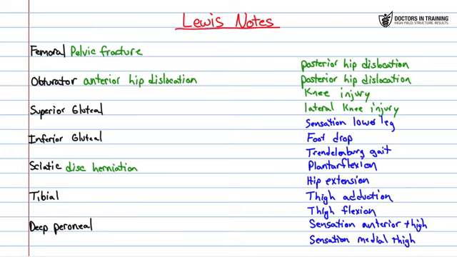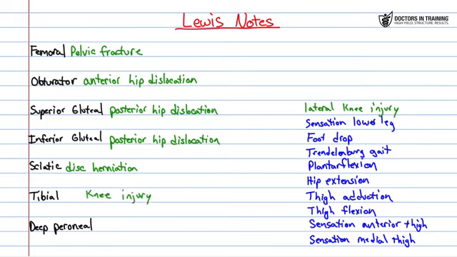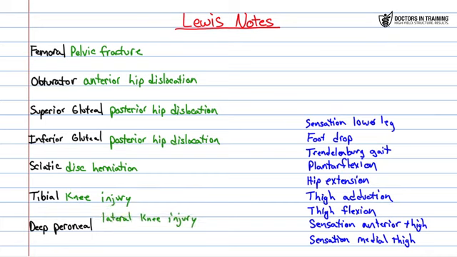Posterior hip dislocations. We have two of these in a row, and luckily they kind of go into the same place. The way I remember that is that gluteals in the butt and posterior of the hip is kind of the butt area. So posterior gluteal, that's kind of how I remember that. Knee injury, just a general knee injury, that's how I remember the tibial. But then a lateral knee injury is going to go over here with the deep peroneal.